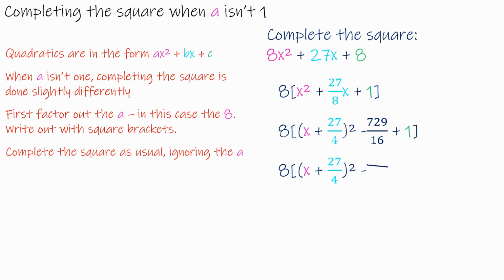Simplifying this, we get 8 in our square brackets, x plus 27 over 4 squared minus 713 over 16. And finally, we just times our a back through. So again, we have 8(x plus 27 over 4) squared minus 713 over 2.